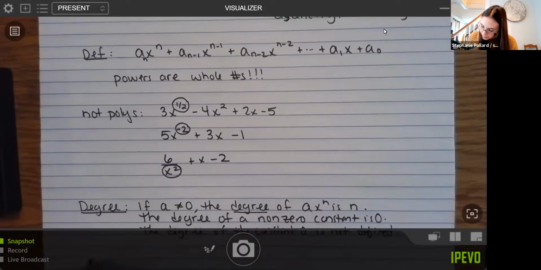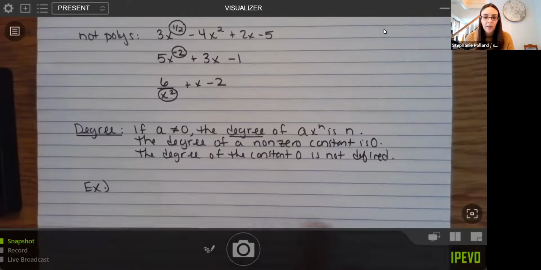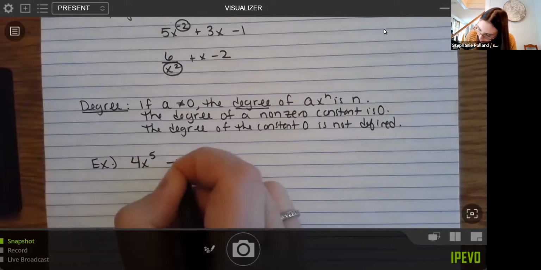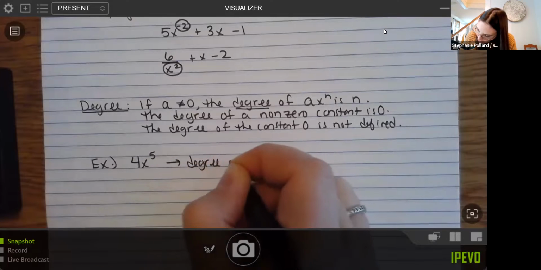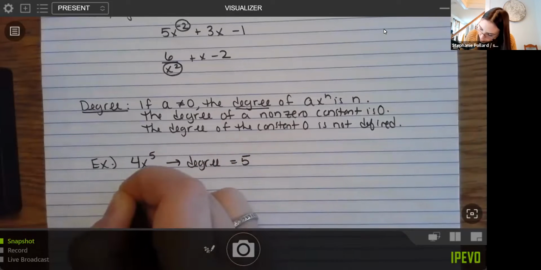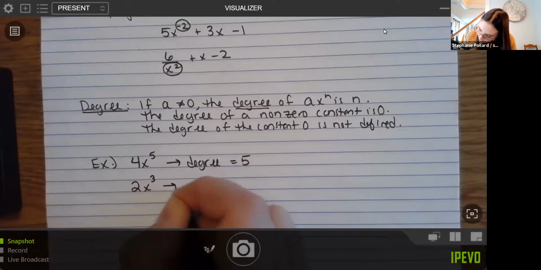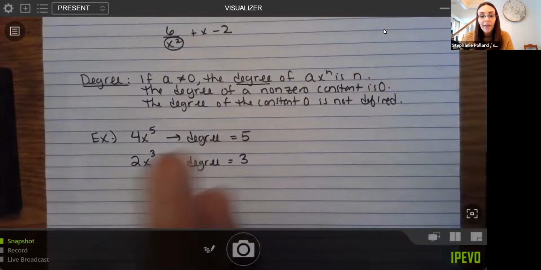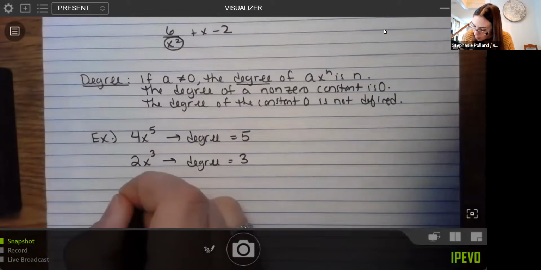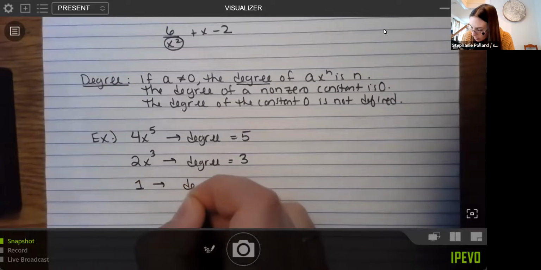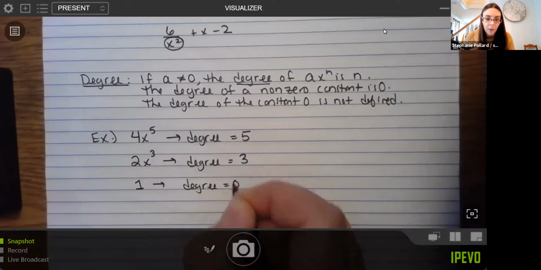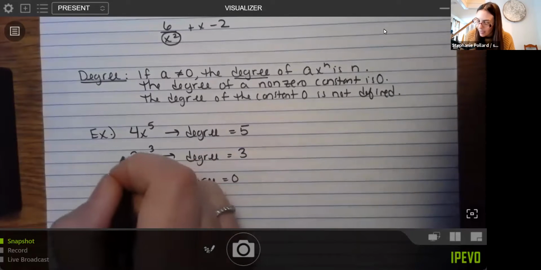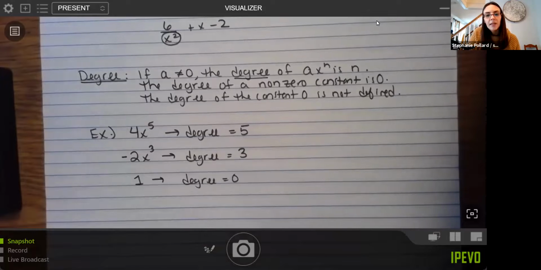So for example, let's say you had, oops, sorry about that, guys. Let's say you had something like 4x to the 5th. The degree equals 5. Or if I have 2x cubed, the degree equals 3. If I do not have a variable there, so let's say I just had the number 1, then that has degree equal to 0. It doesn't matter if your coefficient is positive or negative either. So if I want to make this a -2, then that's okay. It's still going to be the same degree here.